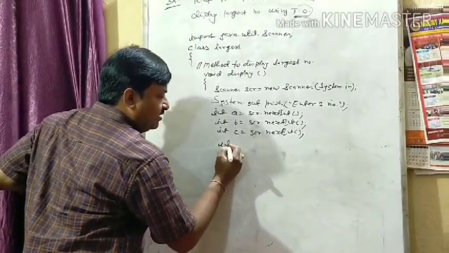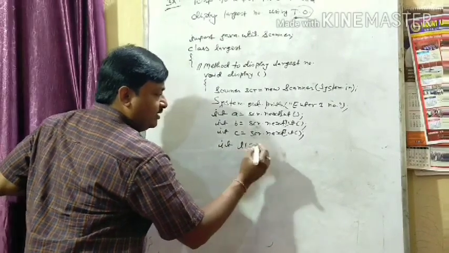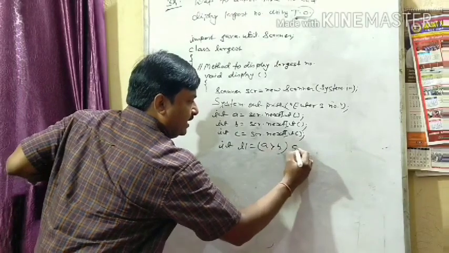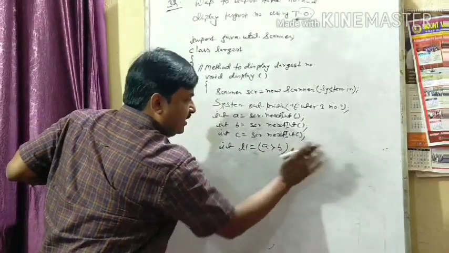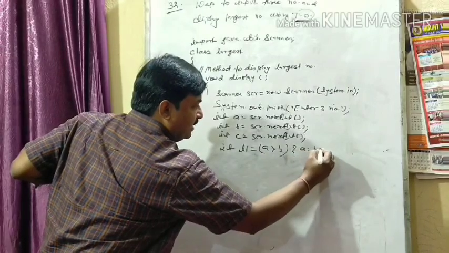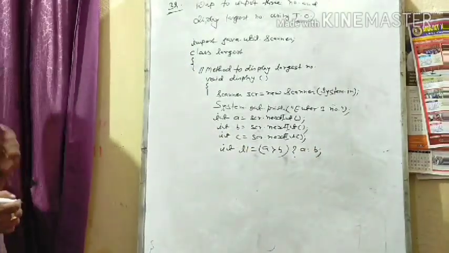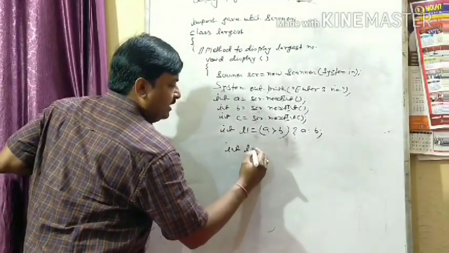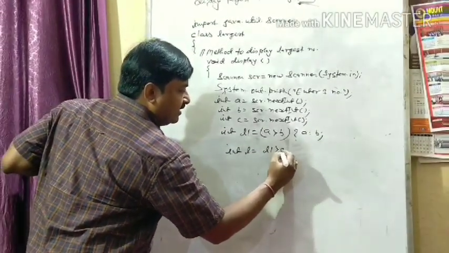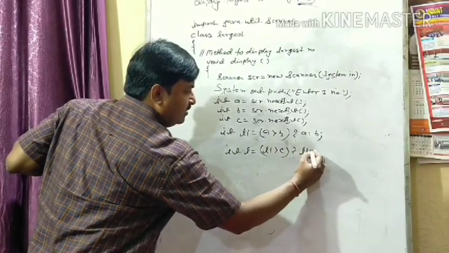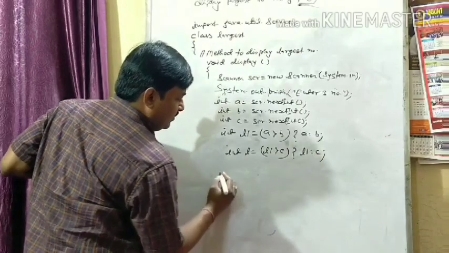Now int L1 equal to A greater than B, question mark, A and B. Okay. int L equal to L1 greater than C, L1 and C.